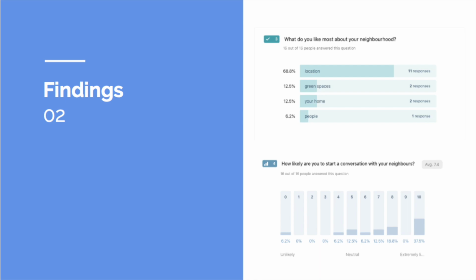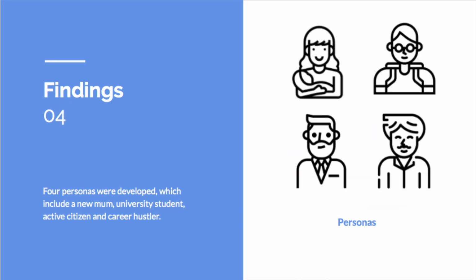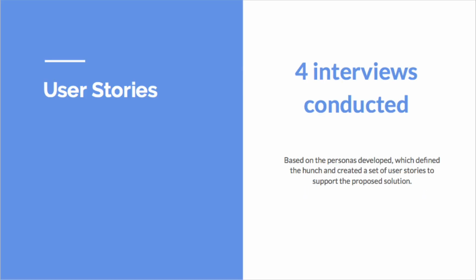From this, quantitative research via the online survey and Twitter poll was conducted. From the results, 69% of people were more attracted to their location than the people. Yet they were highly likely to start a conversation, with over 40% saying that they would engage with their neighbours for friendship. One of the main findings was that overall 75% of people who responded said they were likely to extremely likely to start a conversation with their neighbours. From this, user personas were created. They included a new mum, a university student, active senior, and career hustler.